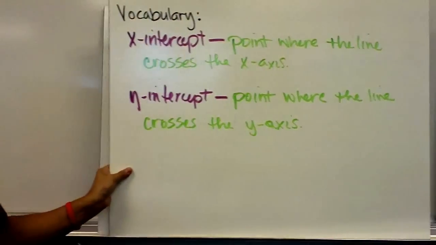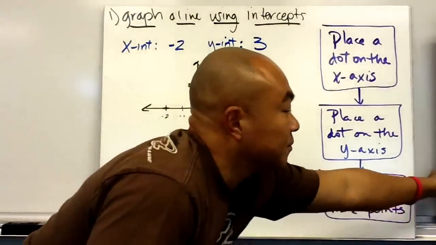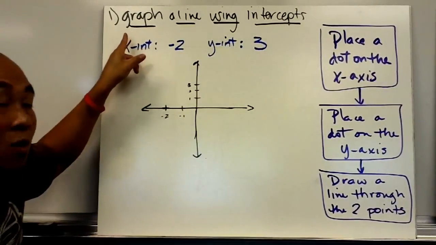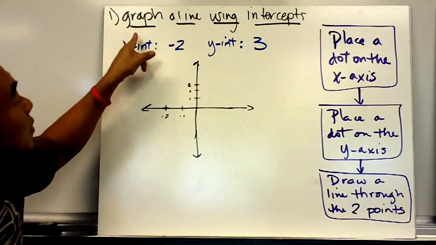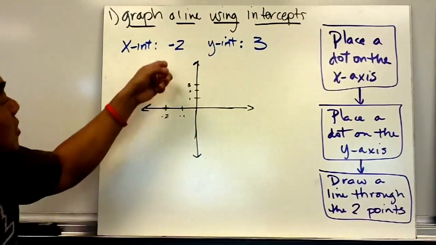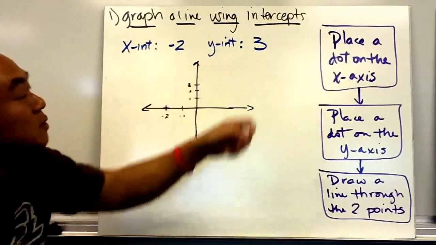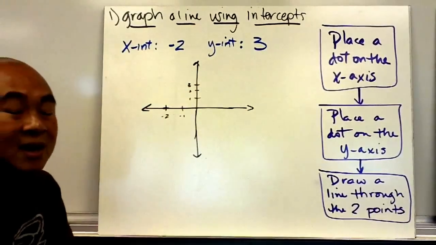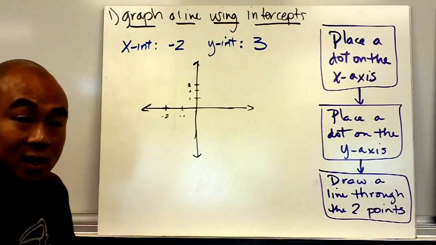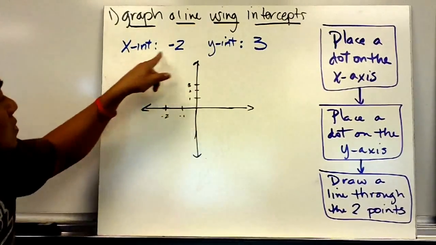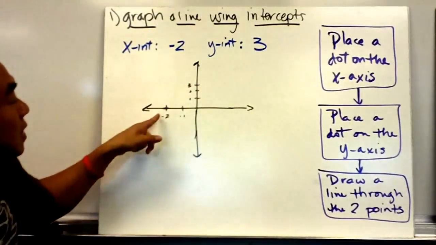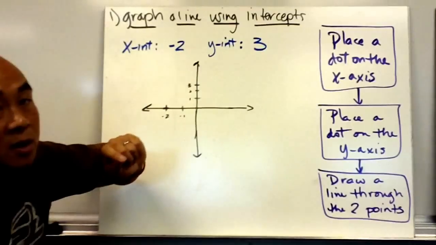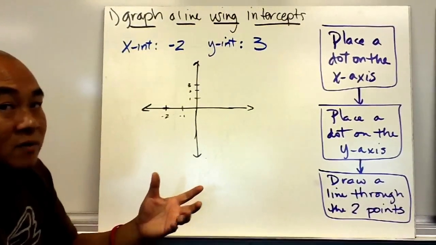Let's go ahead and go through a problem that you're going to see. Here we have our first goal, our first topic, and we want to graph a line using these intercepts. They're going to give you this intercept, that -2 and that 3. The x-intercept is -2, the y-intercept is 3. That basically means there's going to be a line, and that line's going to cross on the x-axis on the -2, and that line's going to cross on the y-axis on the 3. So we really just have to look for these certain points.